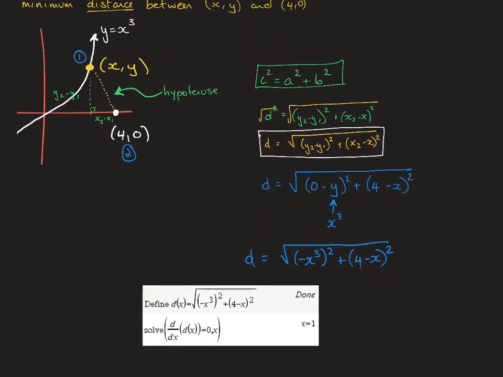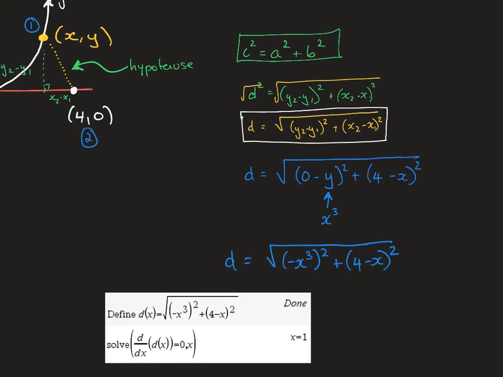Okay, how did you go? You can see I've defined the function and solved for the derivative equal to 0 for x, and it tells me that occurs when x is equal to 1. I've only got one answer, so that must be the minimum. So the point that's closest has an x value of 1 and a y value of 1 cubed, which is 1. So the point that's closest is the point (1, 1).